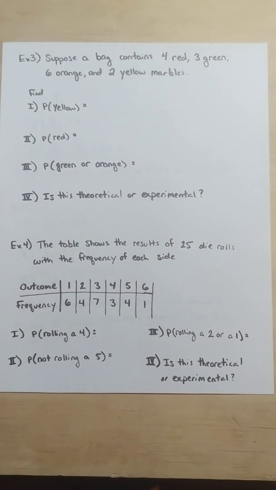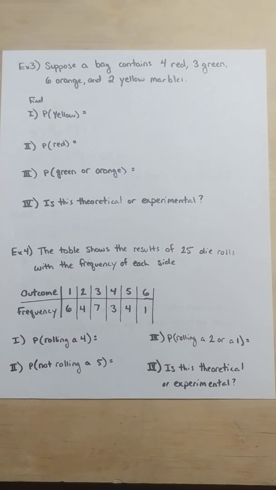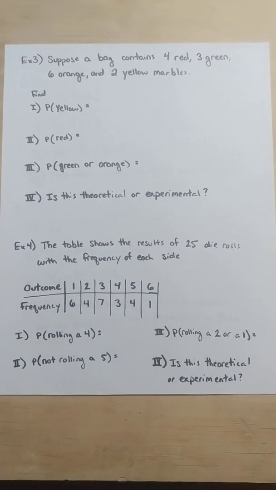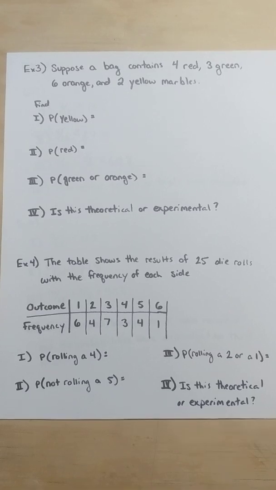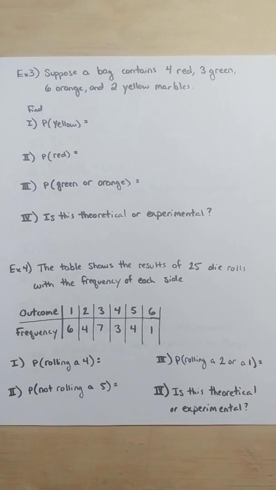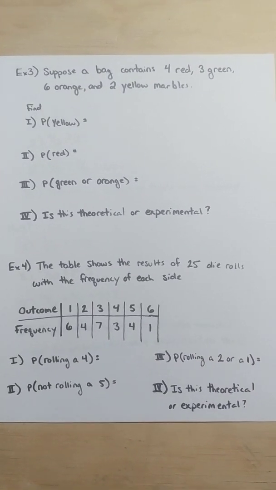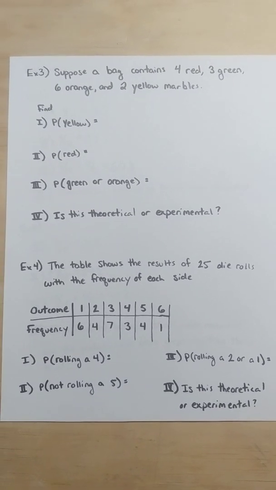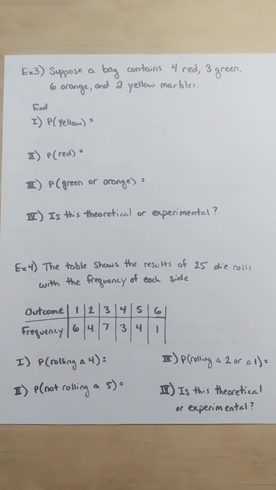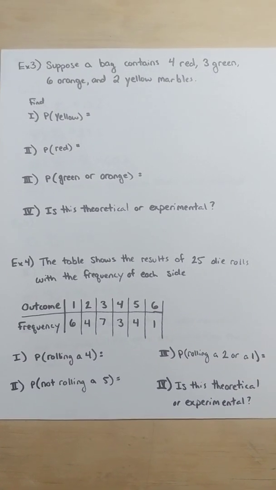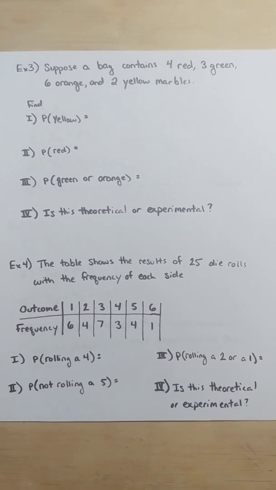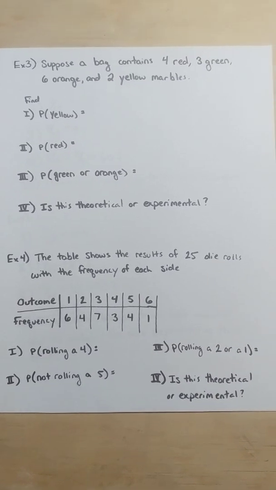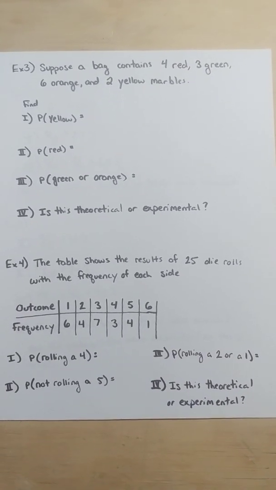Alright, before we go over the answers, let's look at example 4. The table shows the results of 25 die rolls with the frequency on each side. So in this table, the outcomes are 1, 2, 3, 4, 5, and 6, because those are the potential outcomes of rolling a die. And the frequency is how often that side landed face up. So I rolled a 1 6 times, a 2 4 times, a 3 7 times, a 4 3 times, a 5 4 times, and a 6 1 time.